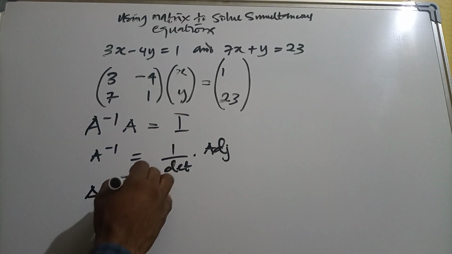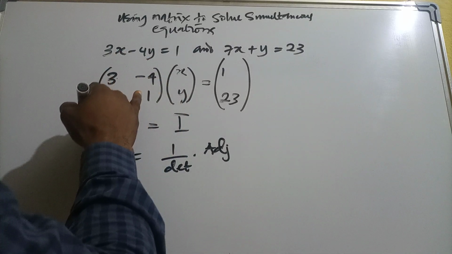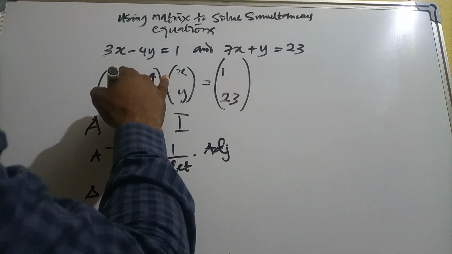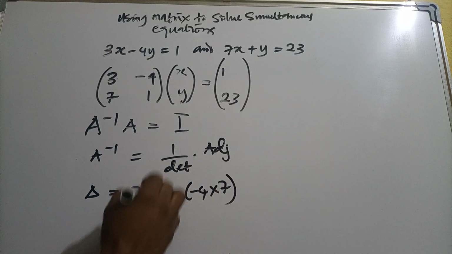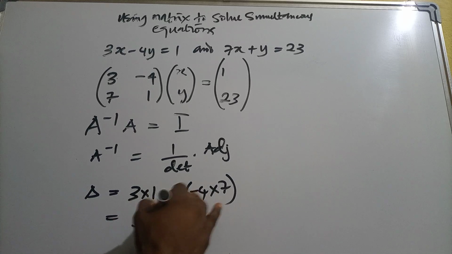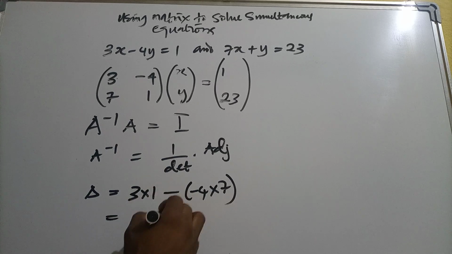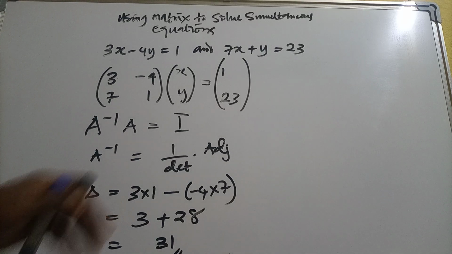The determinant of the 2 by 2 matrix is given by multiplying like this: 3 times 1, minus minus 4 times 7. When we multiply 3 times 1, we get 3. Minus 4 times 7 gives us minus 28. We multiply minus 28 by minus 1 here, which gives us plus 28. And 3 plus 28 gives us 31. So that is the determinant of this particular matrix.